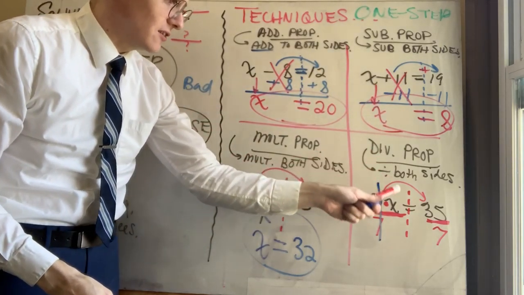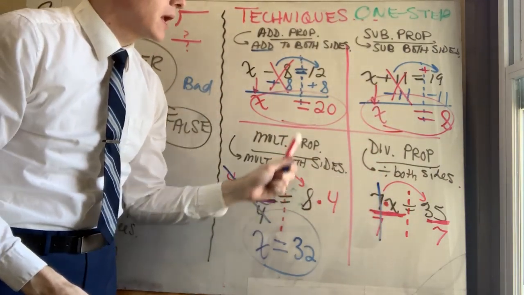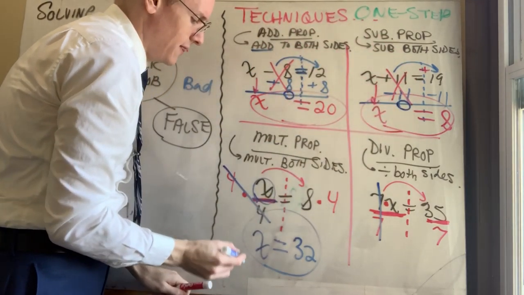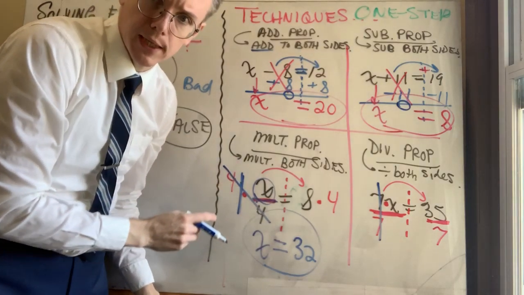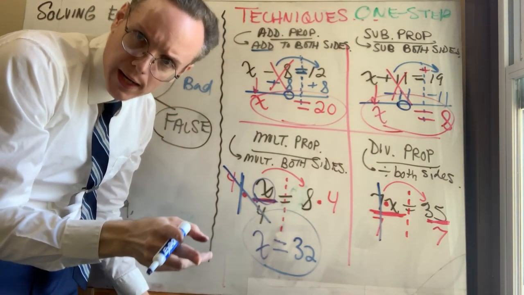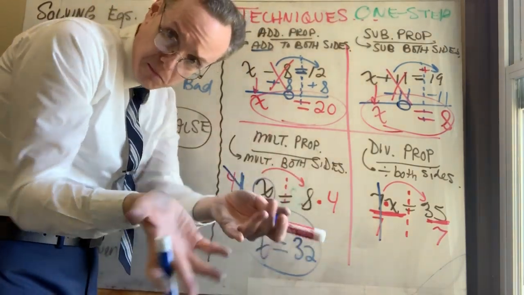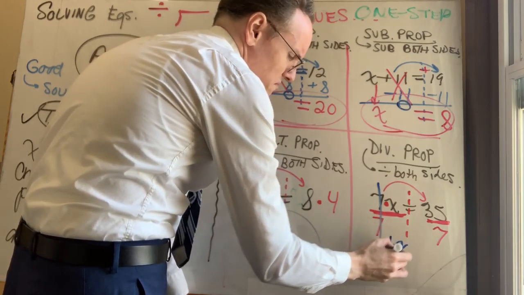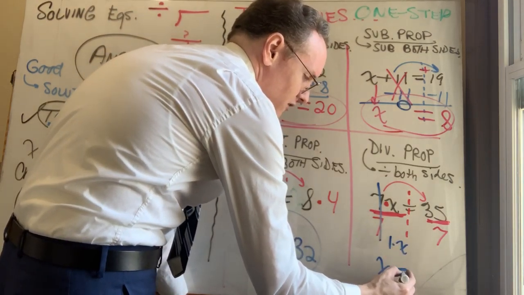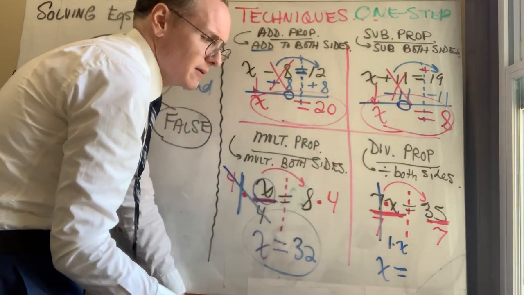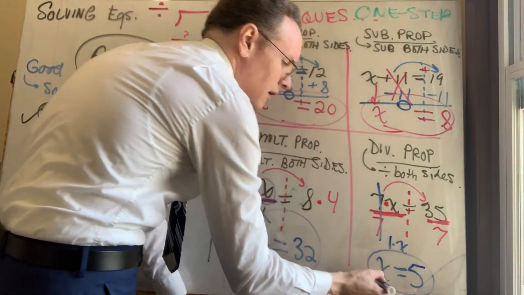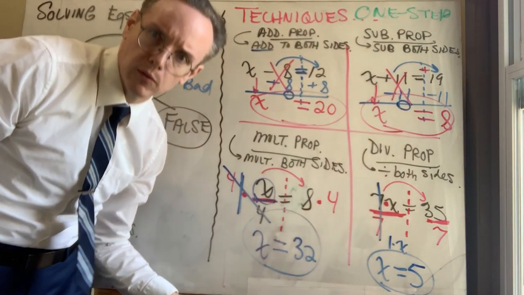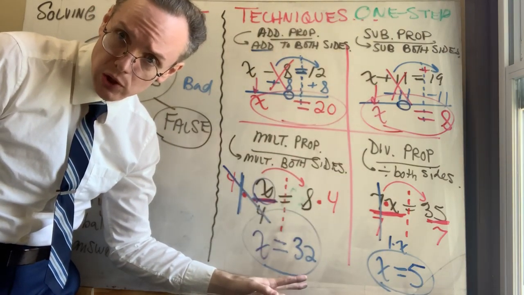The difference between the cancellation here and the cancellation here is that these cancellations produce zeros, and these cancellations produce 1, right? Neither of those do you have to write. It would be more concise, a better answer for presentation purposes, to not write that. Is it a sin to put 1x? No, but it would be more concise to simply put x. Anyhow, what's 35 divided by 7? 5.